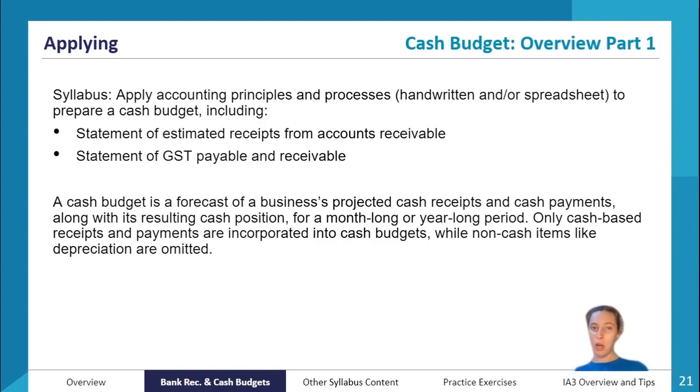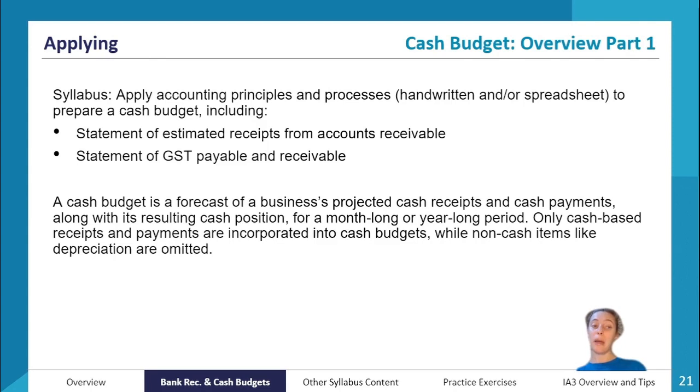So, what is a cash budget then? A cash budget is a forecast of what's going to happen in the coming months. So, the projected cash receipts and cash payments, and then the resulting cash position for a month-long or a year-long period for the business. Oftentimes, we see cash budgets over a couple of months, 2 or 3 months usually, in our QCE accounting course.